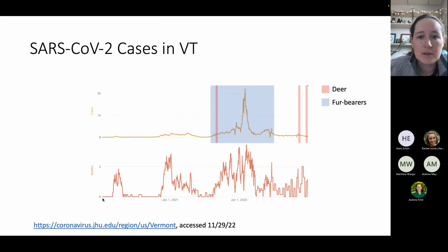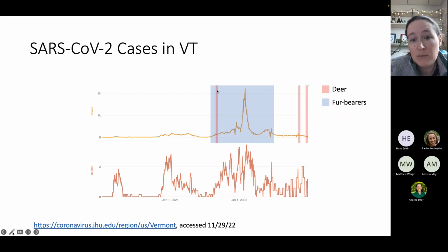But I think one of the explanations that this could be is that if you look at the number of COVID cases in Vermont, that's shown here with the yellow line, and here's the time. So this is from 2020 out through just about the end of 2022. You can see this blue square here is when we collected samples from fur bearers, and that does somewhat overlap with the primary case peak in Vermont.